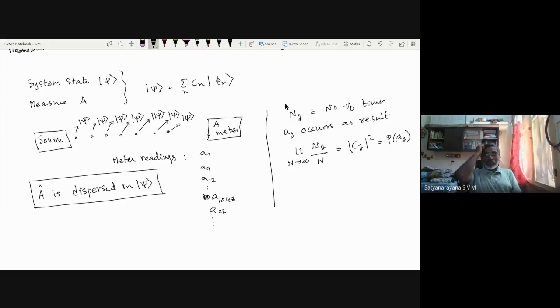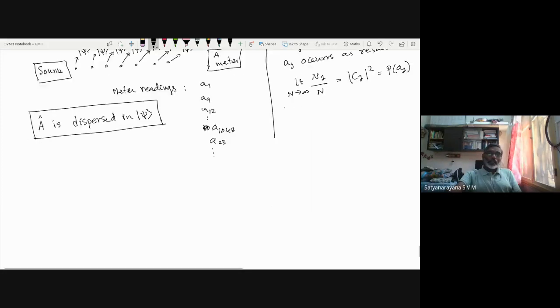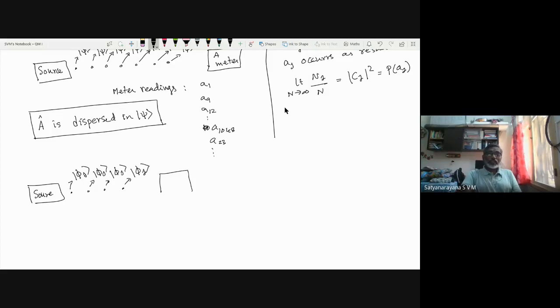Okay. Now suppose I have another situation where the source is now giving these particles. Now let's say these particles are in state some phi j. This is in state phi j. This is in state phi j. This is also in state phi j. Let's say the source is preparing the particles in the state phi j, phi j, phi j.